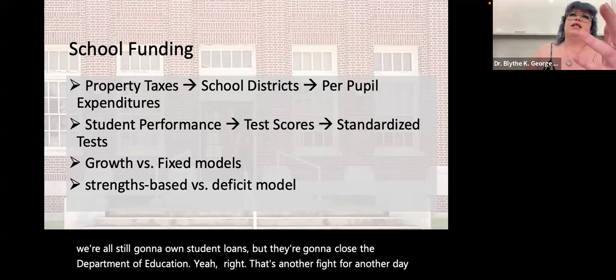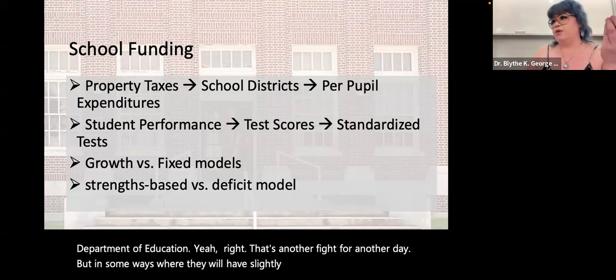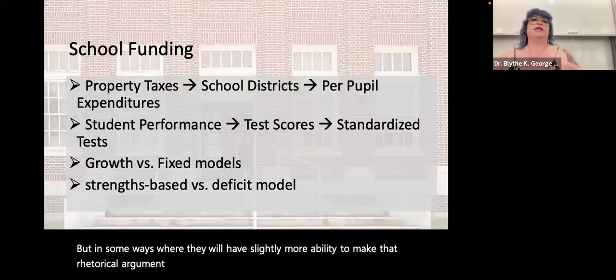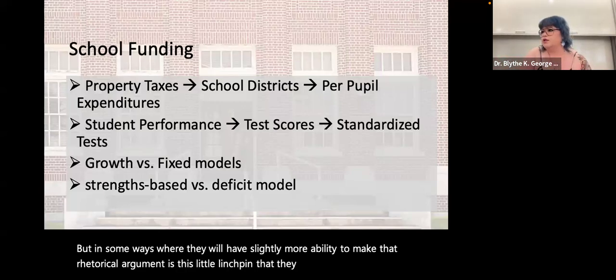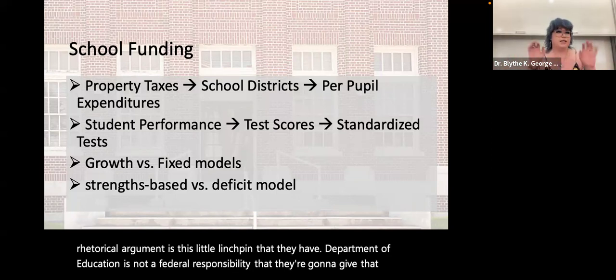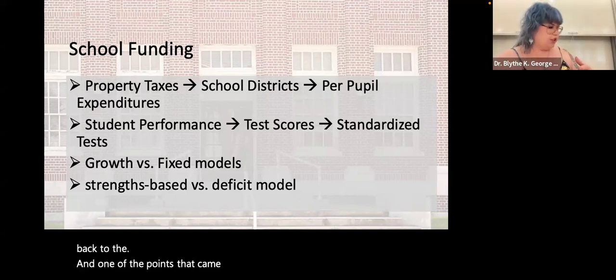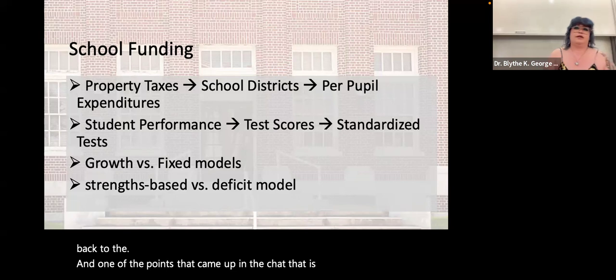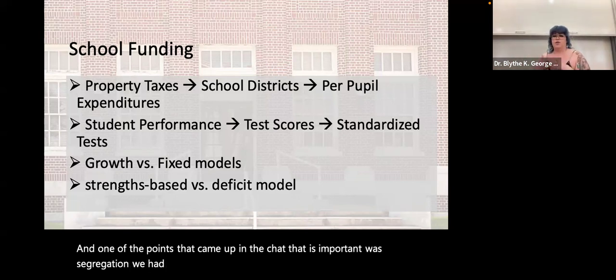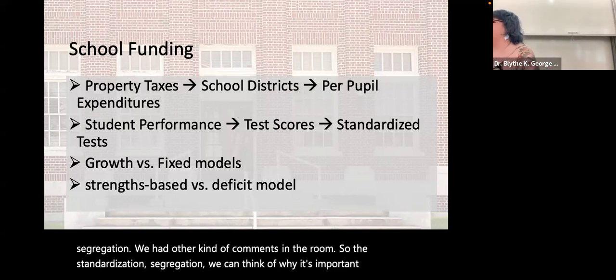But in some ways where they will have slightly more ability to make that rhetorical argument is this little linchpin that they have. Department of Education is not a federal responsibility, that they're going to give that power back to the states. And one of the points that came up in the chat that is important was segregation. We had other kind of comments in the room. So the standardization, segregation, we can think of why it's important not to leave things to just states.